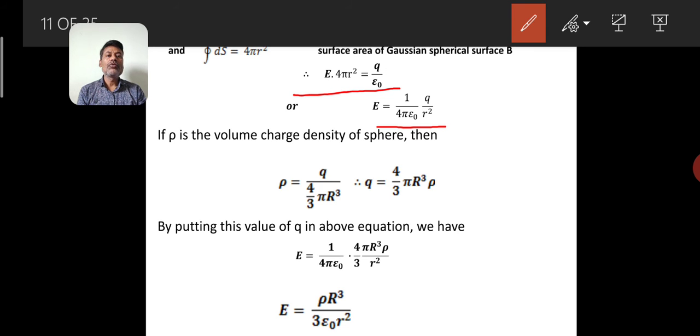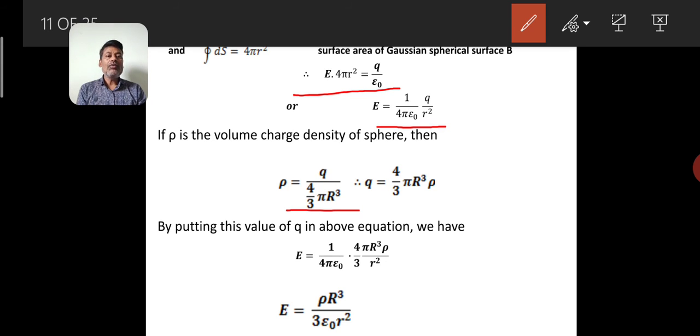Now, if rho is the volume charge density of the sphere, then how to write it? The volume charge density rho is the charge per unit volume. So here I write the charge per unit volume of our original sphere, whose volume is 4 by 3 pi R cube, where capital R is the radius of the conducting sphere. So small q is equal to 4 by 3 pi R cube into rho. This rho is also called the volume charge density.